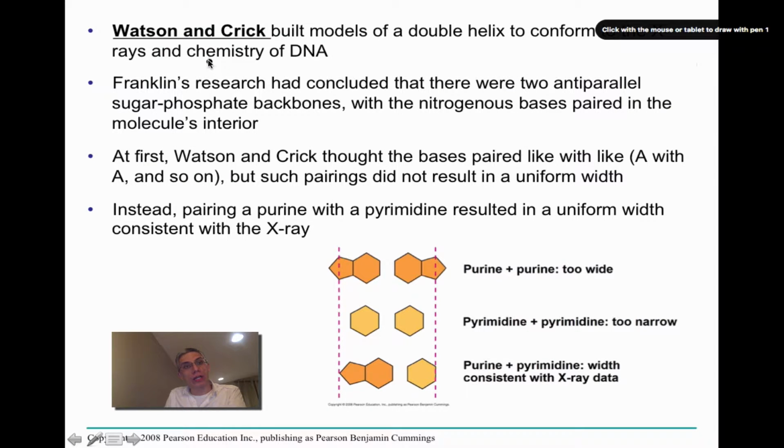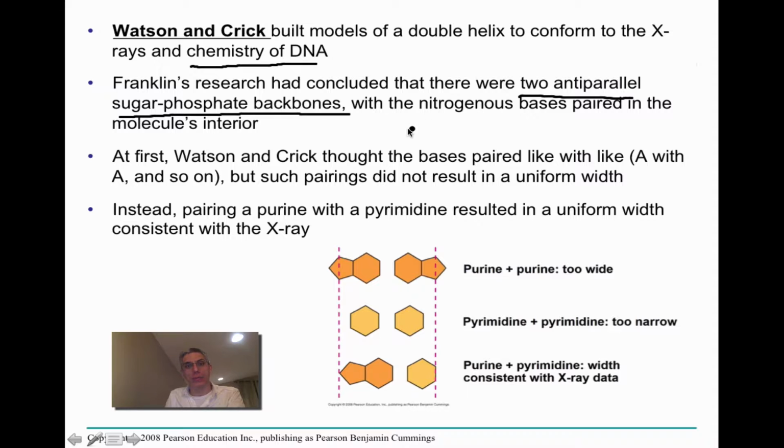Now, taking the information from Wilkins and Franklin, Watson and Crick, who typically tend to be the people that are credited with building that model of DNA, were able to construct, based on the pictures and based on some of the chemistry that they knew about DNA, a very well thought out, researched model of this molecule. So they had concluded that there were two anti-parallel sugar phosphate backbones with this DNA. And with this backbone, there were nitrogen bases that were paired in the middle of the molecule.